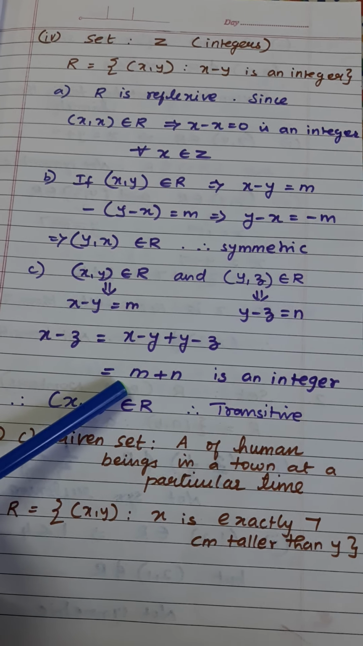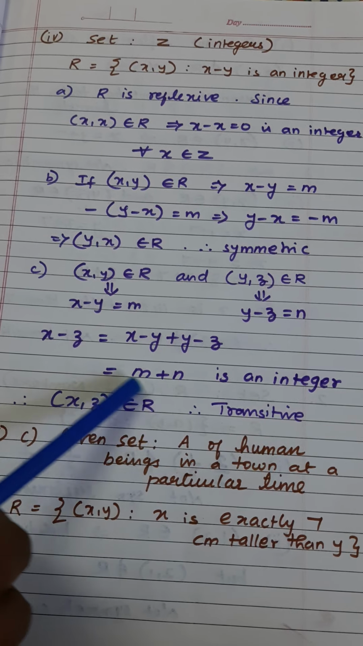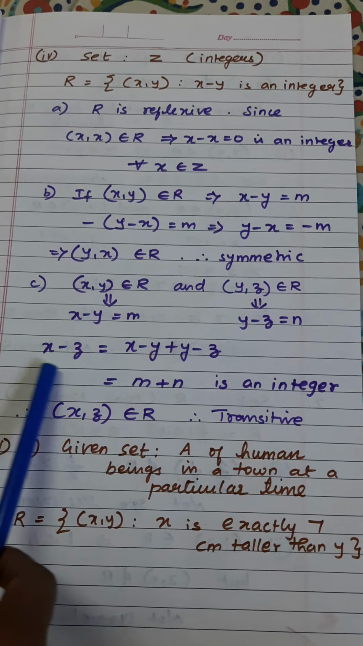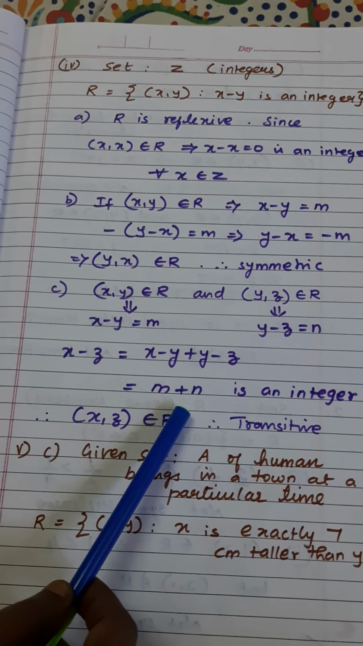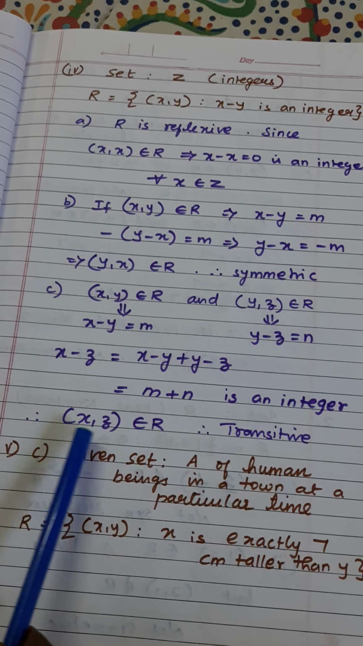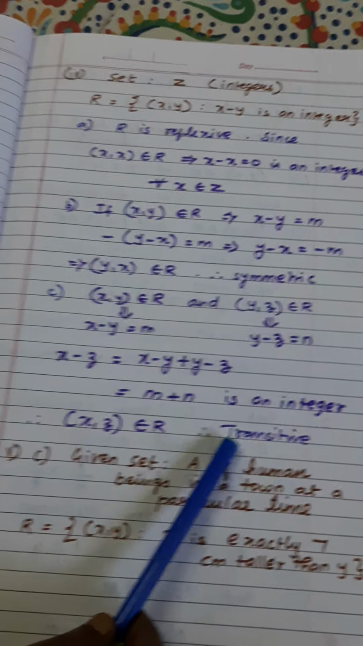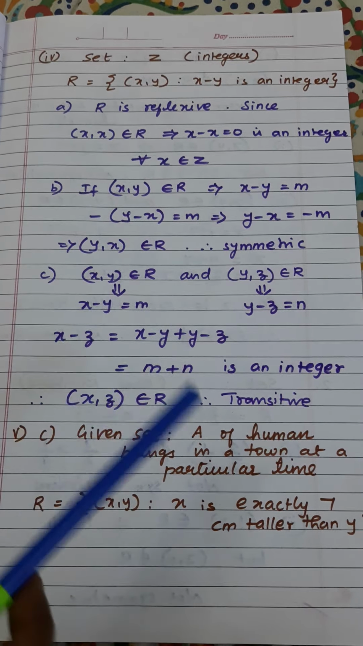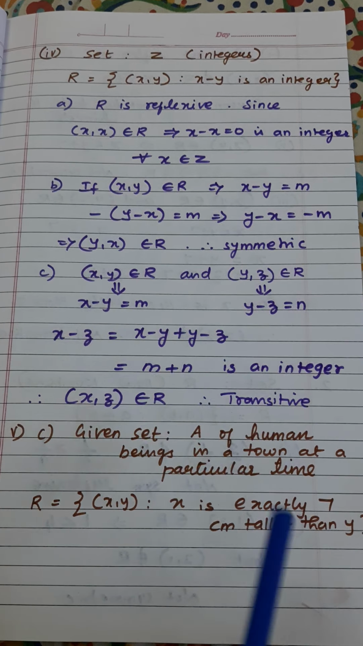So substitute the values of x minus y and y minus z: m plus n. The sum of two integers is also an integer. So x minus z is also an integer. It implies (x, z) belongs to R. Hence it is transitive. So this relation is reflexive, symmetric and transitive.